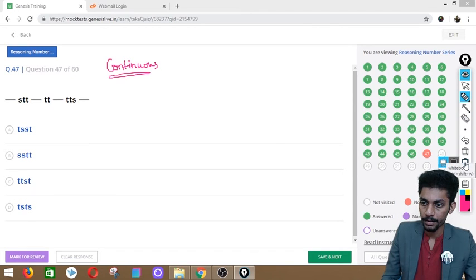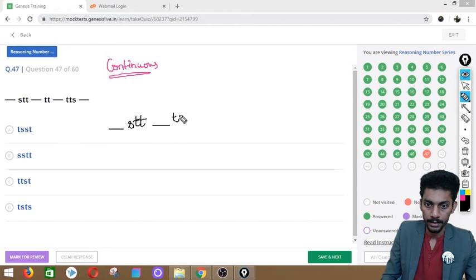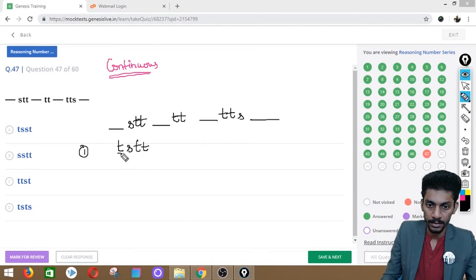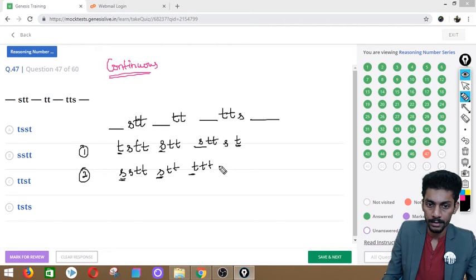What happens is: dash S T T dash T T dash T T S and dash. Substitute all the options in place of this space. If it is option 1, it will become T, S, T, T, this is a blank space. Next it is S, T, T, next it is S, T, T, and last it will be S and T. This is option 1. If we take option 2, it will be S, S, T, T, next it will be S, T, T, next it will be T, T, T, S and T.